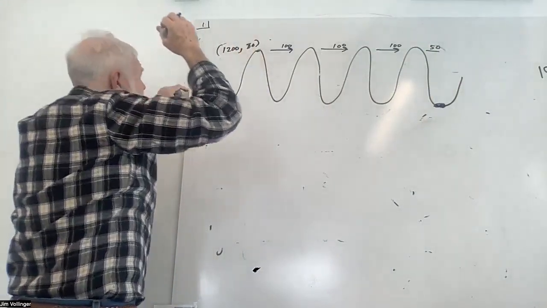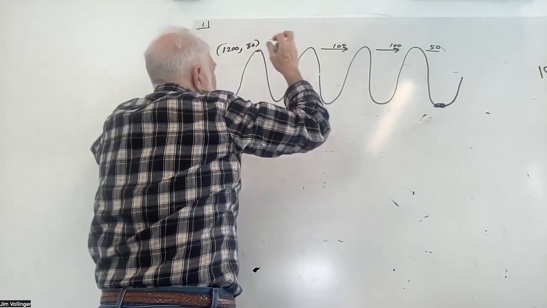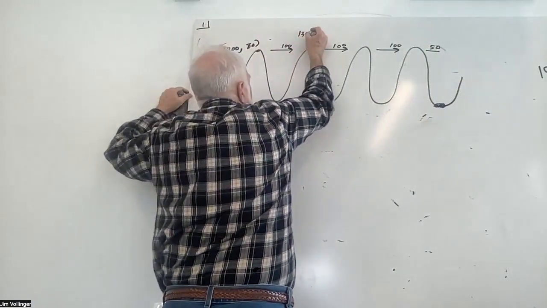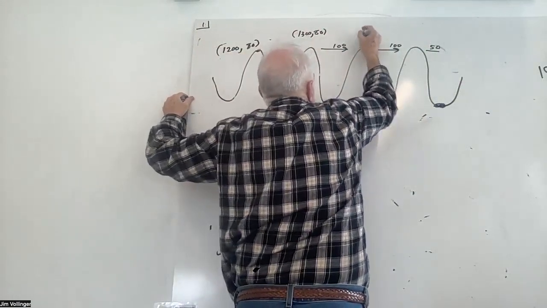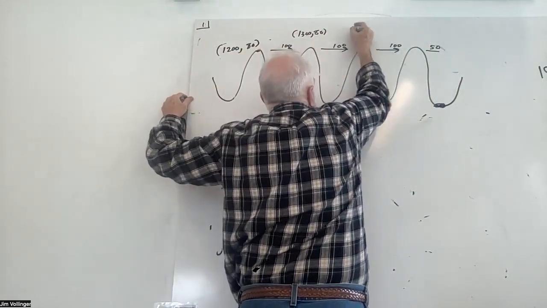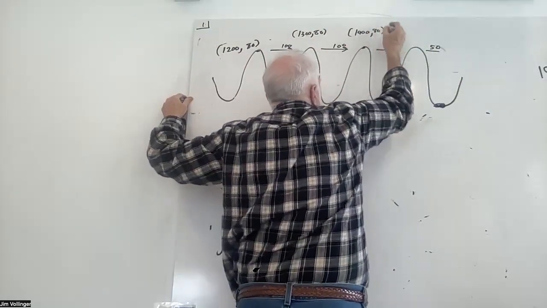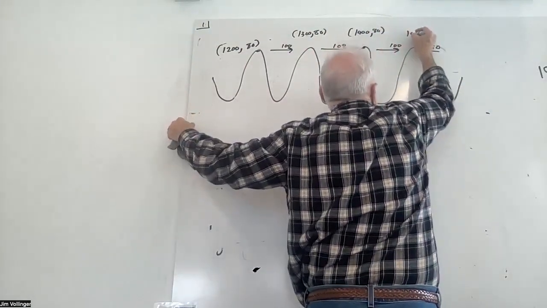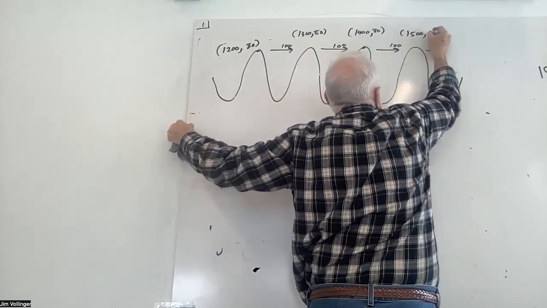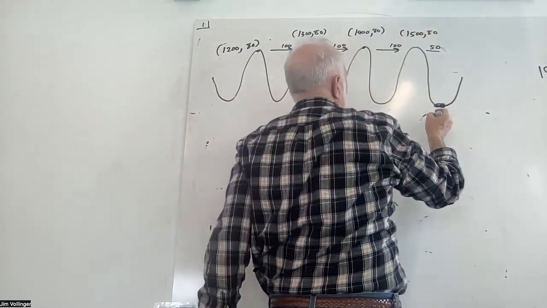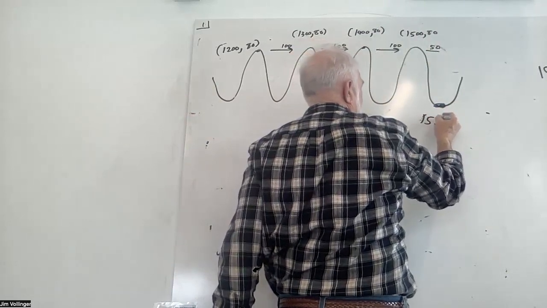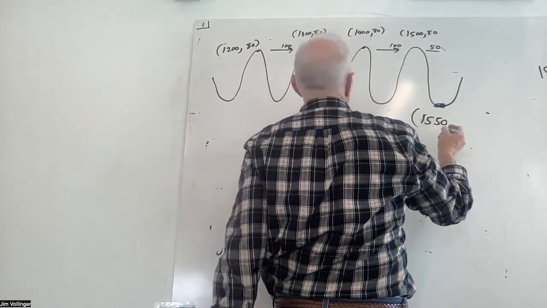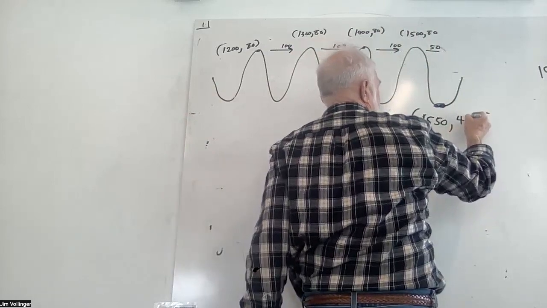All right. And therefore, this would be 1300. We should be back to 80. This should be 1400. We should be back to 80. And this one should be 1500. We should be back to 80. And this one should be 1550. We should be at, let's say we go to 40.